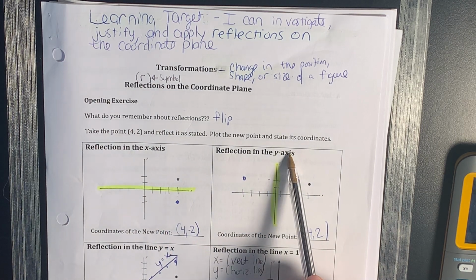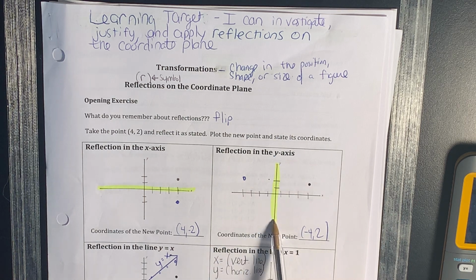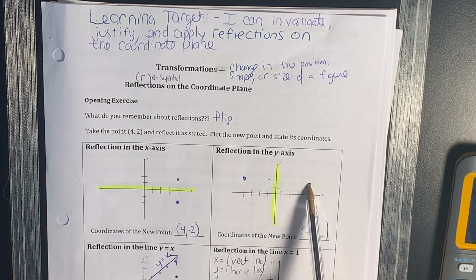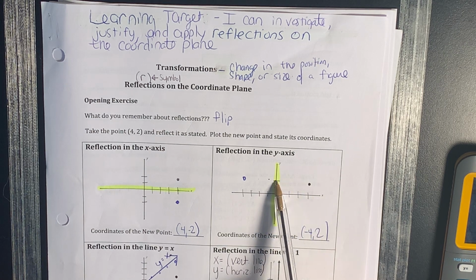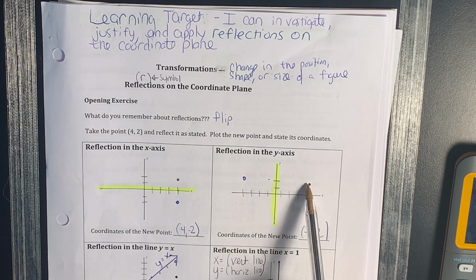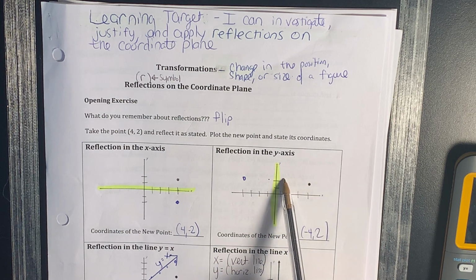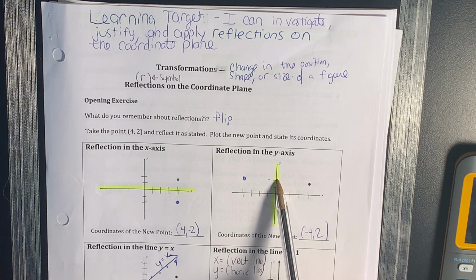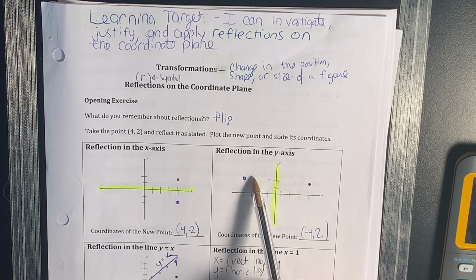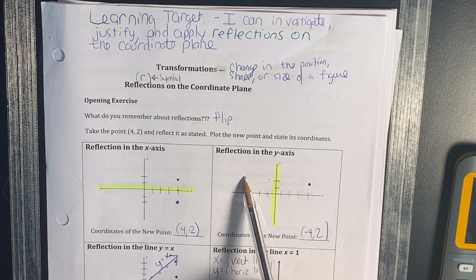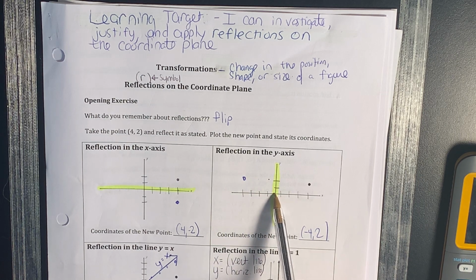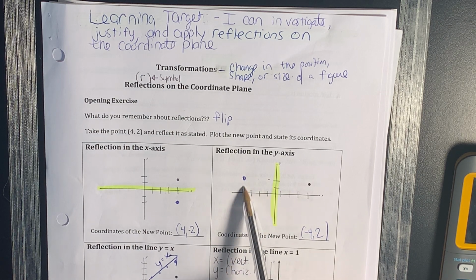Reflection on the y-axis. So I've highlighted the y-axis. I'm starting with (4, 2) again. We're going to do the same thing that we just did for the x-axis, but now we're counting the number of units from our point to our y-axis. So I'm going to count the units 1, 2, 3, 4. So in the opposite direction, I'm going to count back 1, 2, 3, 4. I've placed my new point, but I need to state the coordinate of that point. So I'm going back to the origin. It's -4, up 2.